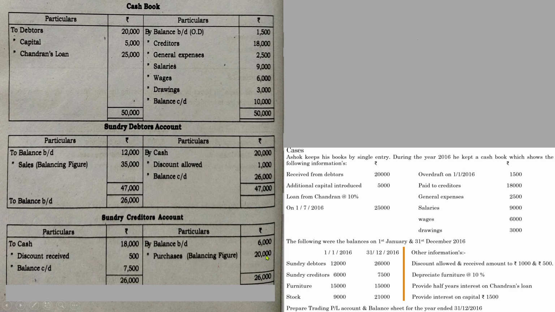So why are we preparing the creditors account? We are preparing the creditors account to find the purchases during the year. And what kind of purchases? Just like the sales, here we are preparing the creditors account to find out credit purchases. So we have successfully prepared all the accounts.